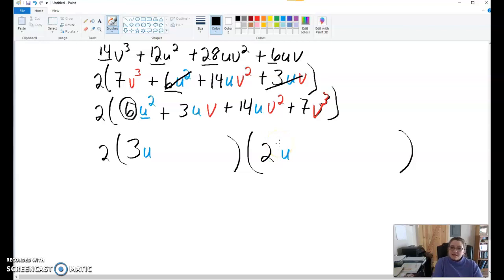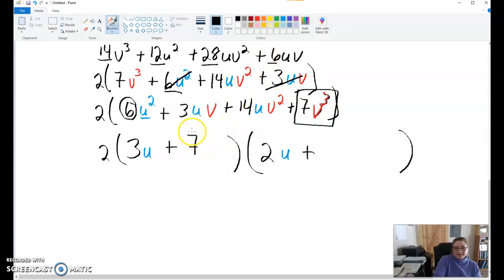And some of this does come down to being trial and error when you start working on this. So we have this and the 3u and a 2u, and everything's positive, so we're going to have a plus sign. Next, I know that to get 7, I have to multiply. So this term down here has a 7. I know there are no factors of 7. I can only multiply 7 times 1 to give me a 7. So I know that my coefficient here is going to be a 7.